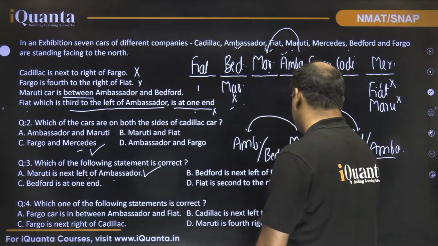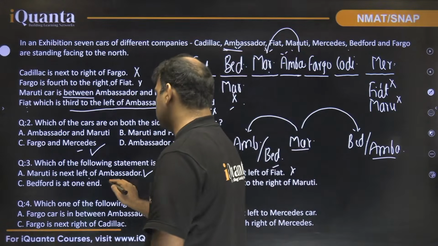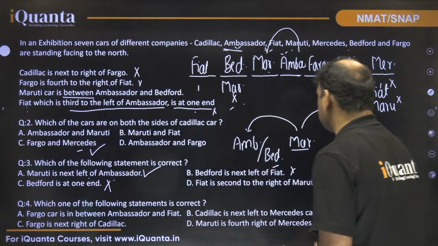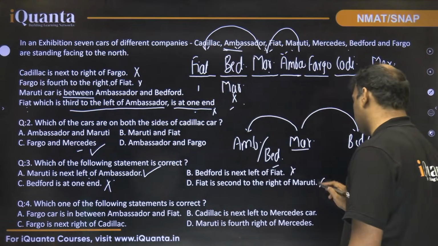No, Bedford is immediate right of Fiat. So this is wrong. Third statement, Bedford is at one end. No, Bedford is not at one end. This is wrong. Last one, Fiat is second right of Maruti. Actually, no. Fiat is second left of Maruti. So this is wrong. Alright, guys.